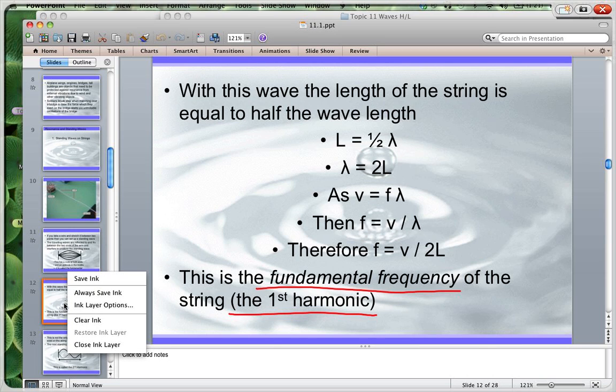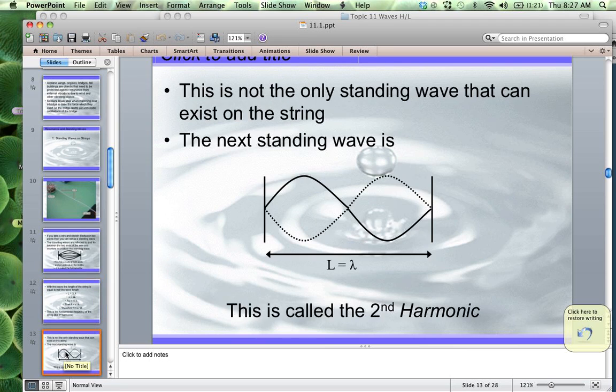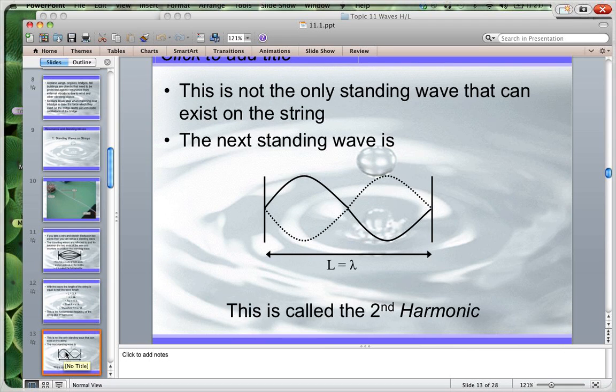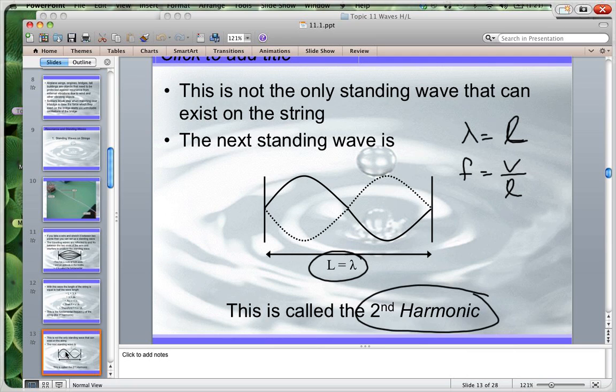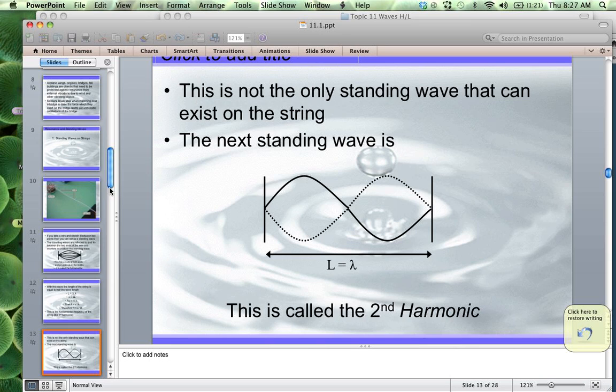Now, if I go to my next situation, I now have a standing wave that's formed where we've got one full wavelength. So my lambda is equal to L. My frequency is V over L. Before, for my first, it was over 2L, now it's over L. And this is known as my second harmonic.